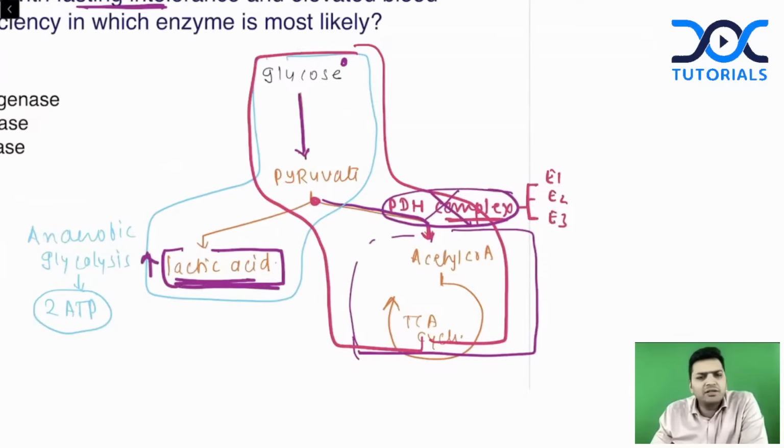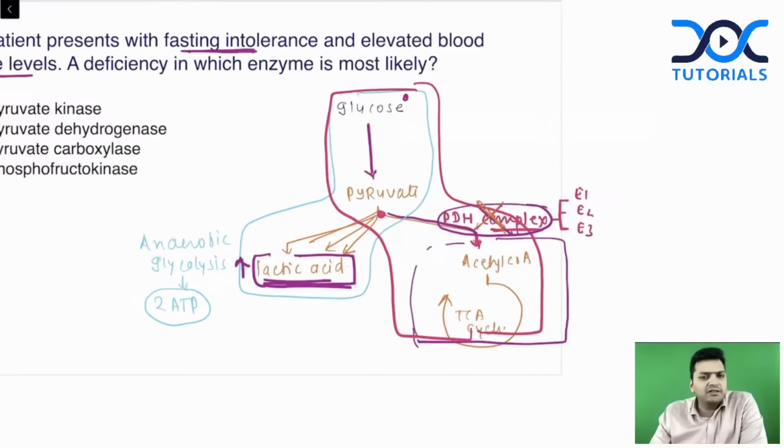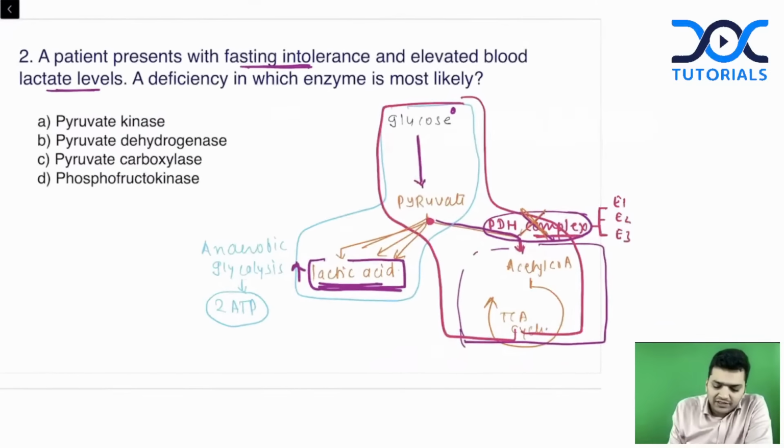Yeah, that is very much evident that if this enzyme is not there, the glucose will be forced to go towards this side and more lactic acid will be produced. That is fine. But why is this patient having fasting intolerance? We understand that if this enzyme is not there, the lactic acid will be more. But why fasting intolerance? Because if you do more anaerobic glycolysis, you are just going to get 2 ATPs.